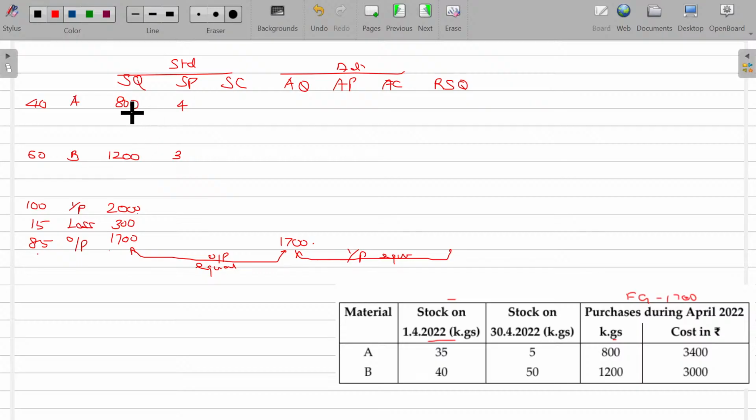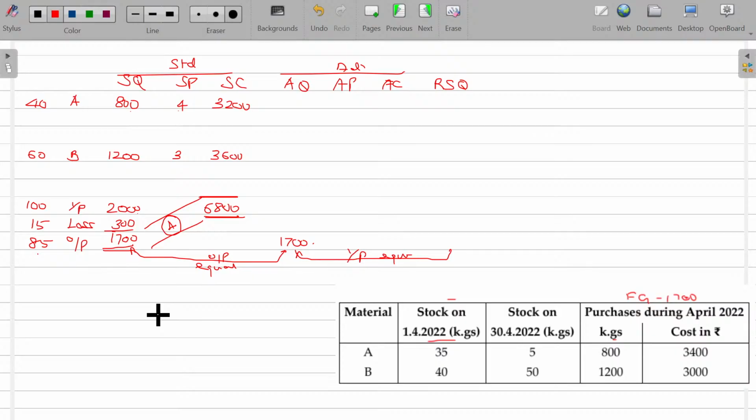Then standard cost being 800 into 4, 3200, 1200 into 3, 3600. Overall cost in this case being 6800. We spend 6800 rupees for producing 1700 standard output. Then what about the price per unit? 6800 rupees is the total cost for producing 1700 units. It means 4 rupees is your standard cost per unit of output.